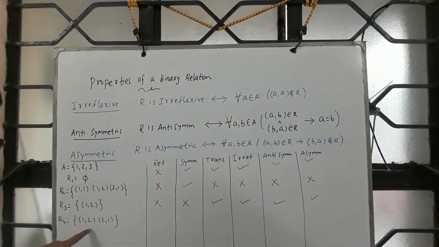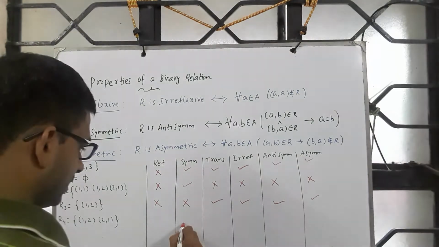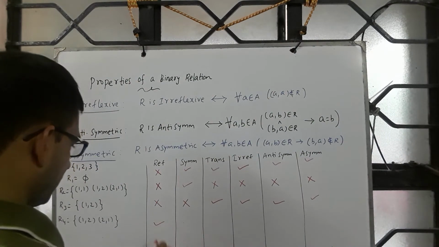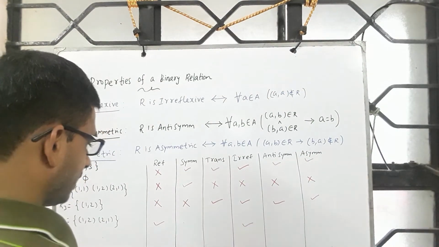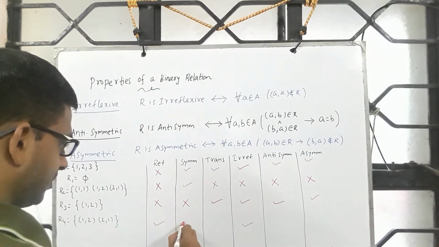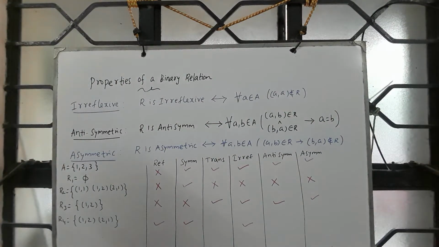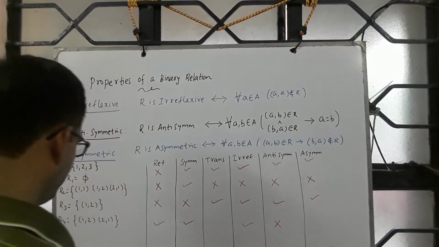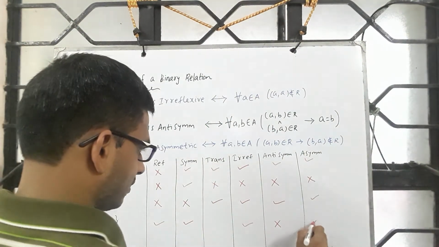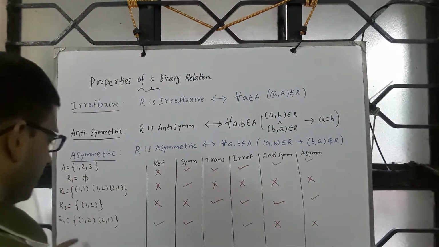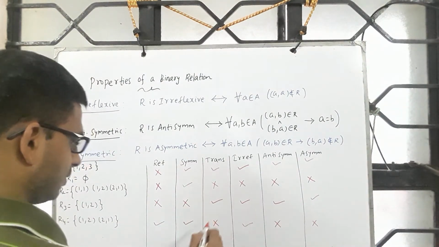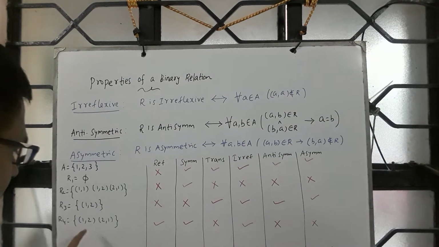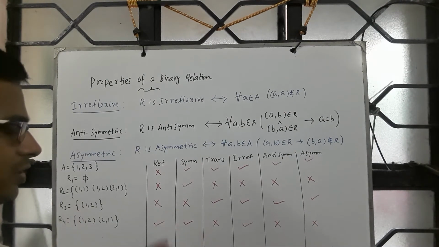Let's look at this: (1, 2), (2, 1). Reflexive: no. Irreflexive: yes. Symmetric: yes. Antisymmetric: no. Asymmetric: no. Transitivity: no. Reason: (1, 1) is not present and (2, 2) is not present.